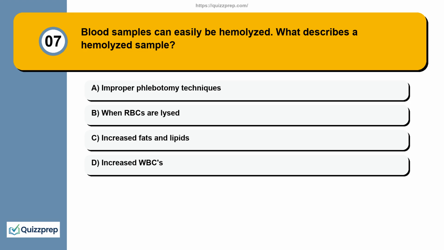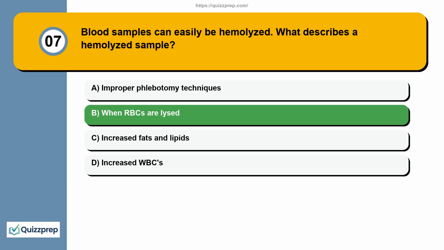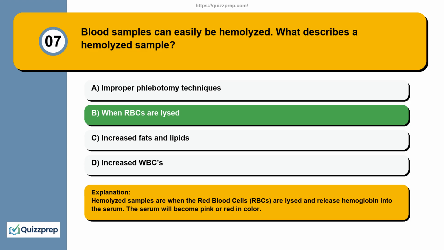Question 7. Blood samples can easily be hemolyzed. What describes a hemolyzed sample? Improper phlebotomy techniques. When RBCs are lysed. Increased fats and lipids. Increased WBCs. Hemolyzed samples are when the red blood cells, RBCs, are lysed and release hemoglobin into the serum. The serum will become pink or red in color.